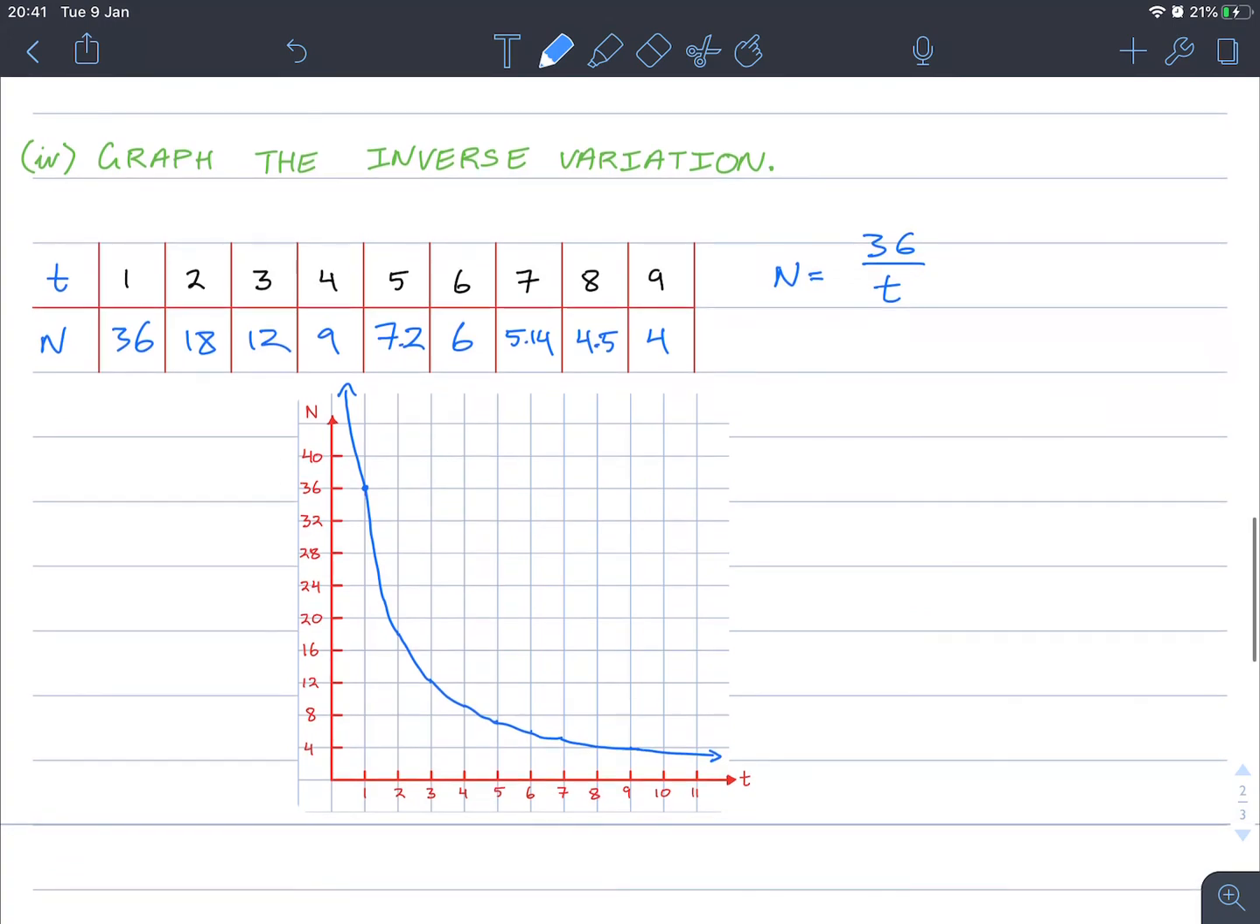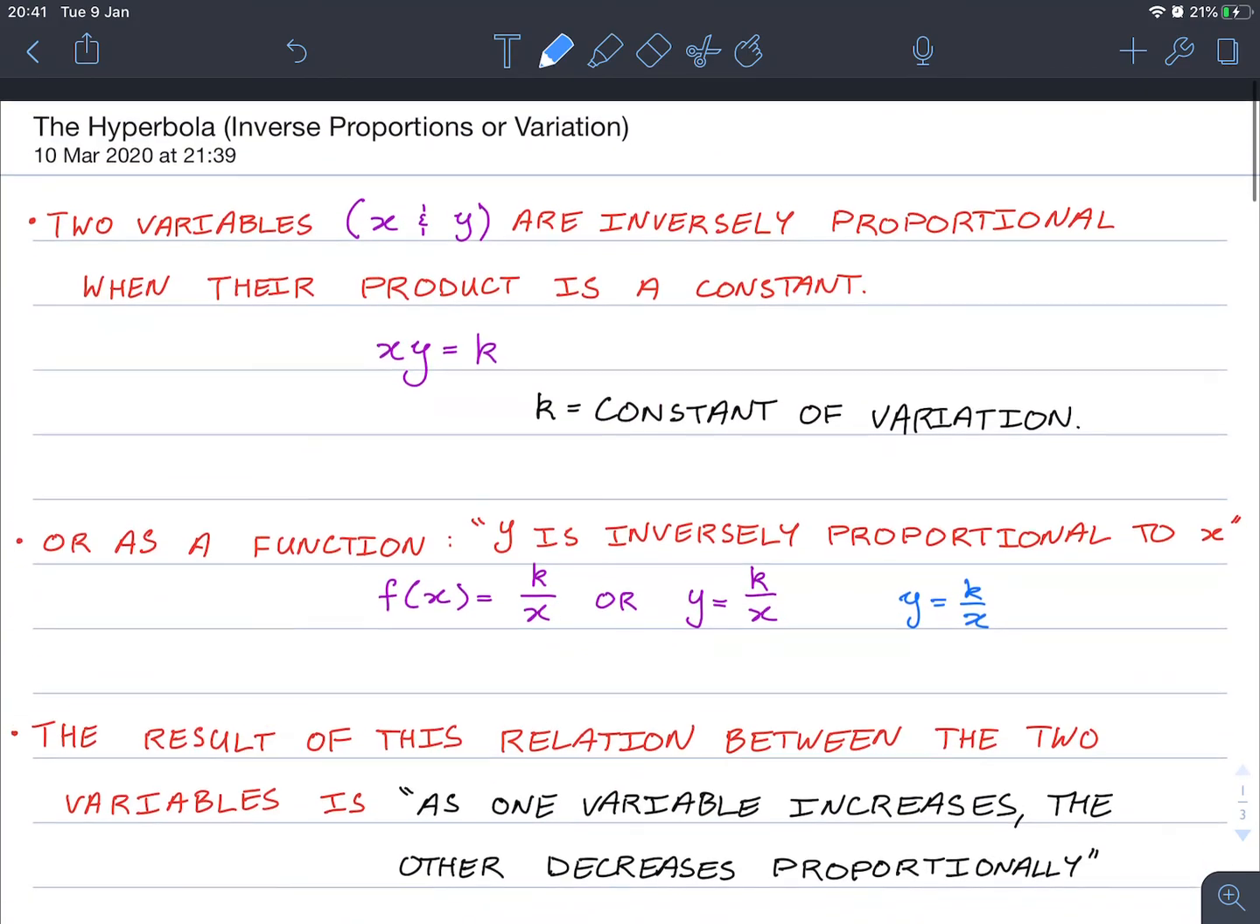So I hope that gave you an insight into the inverse variation function, which is also known as the hyperbola.